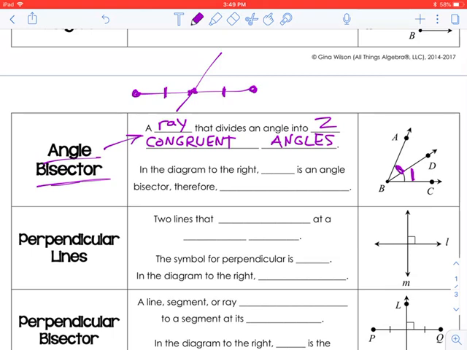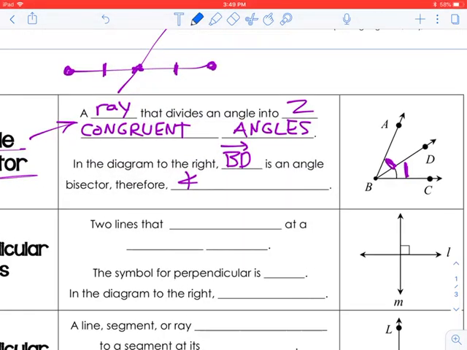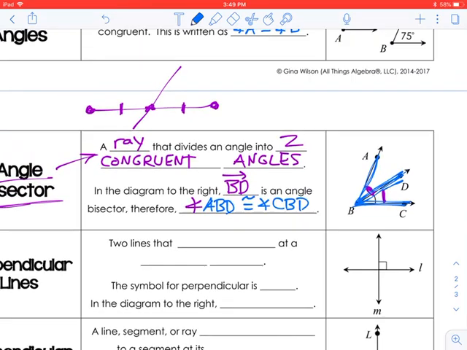So in the diagram, the ray is BD. So BD is an angle bisector, and therefore the two angles are congruent. So let's name them. In the picture we have this angle here. So angle ABD is congruent to this one, CBD or DBC. CBD.